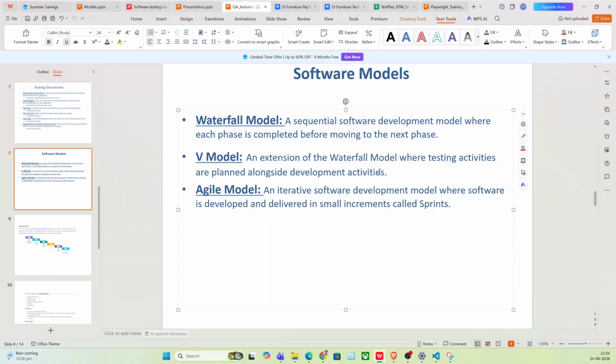The next one is the V model. Here, the testing activities and the development activities will start parallelly. That's called the V model.